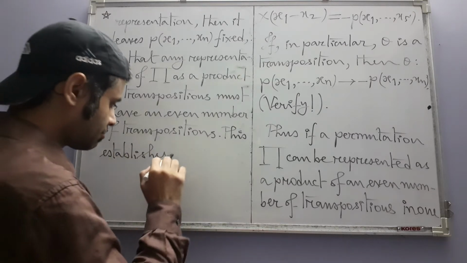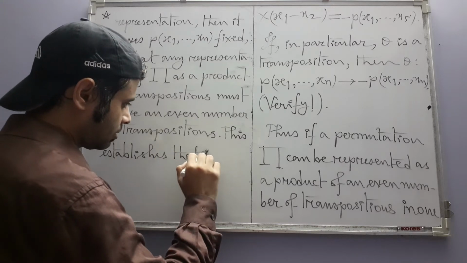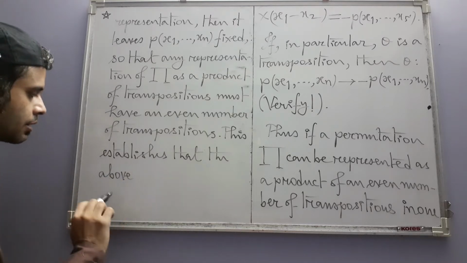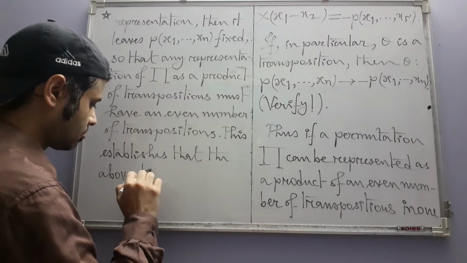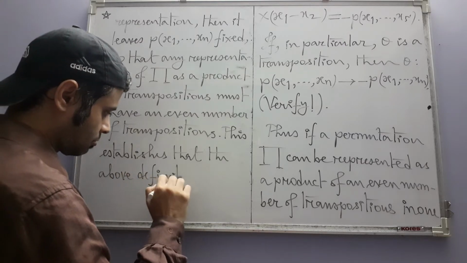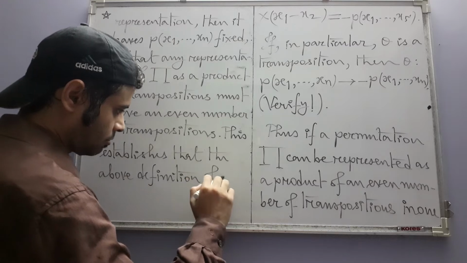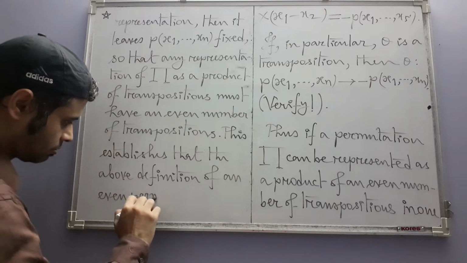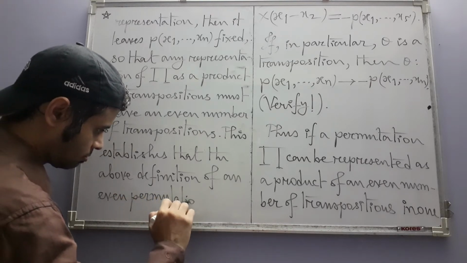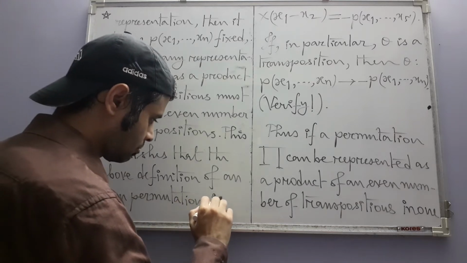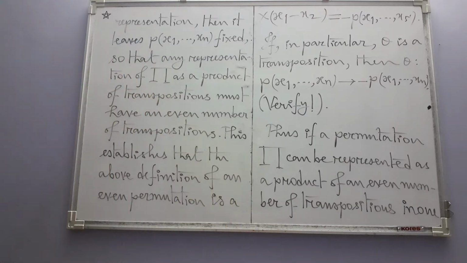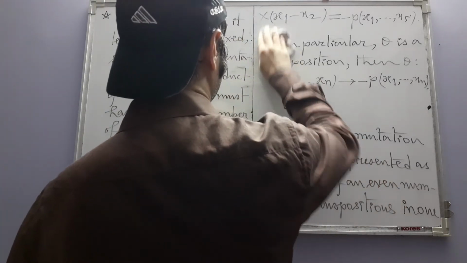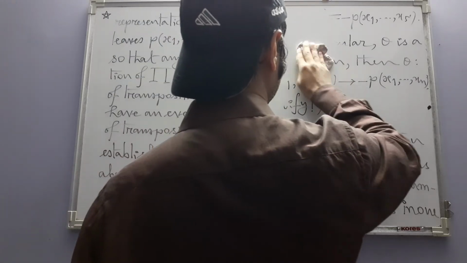And this is why this establishes the fact that the above definition of an even permutation, with which we started this video today, is a significant one. It's not just an arbitrary definition, that classification is not meaningless.